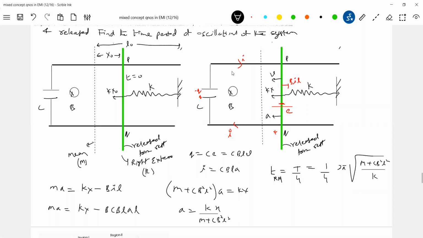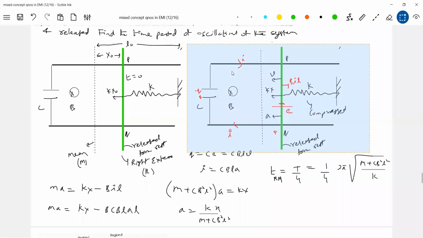Once it arrives at the mean, it will have maximum velocity, no? Then what will happen still? The induced current will flow in the same direction. But the spring will get elongated, no? What is the state of the spring? Compressed. You see, now the problem will change slightly. You have to be very careful here.